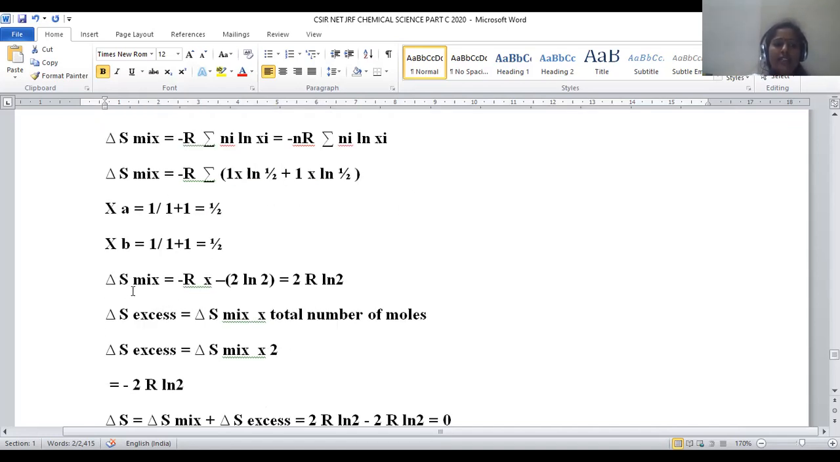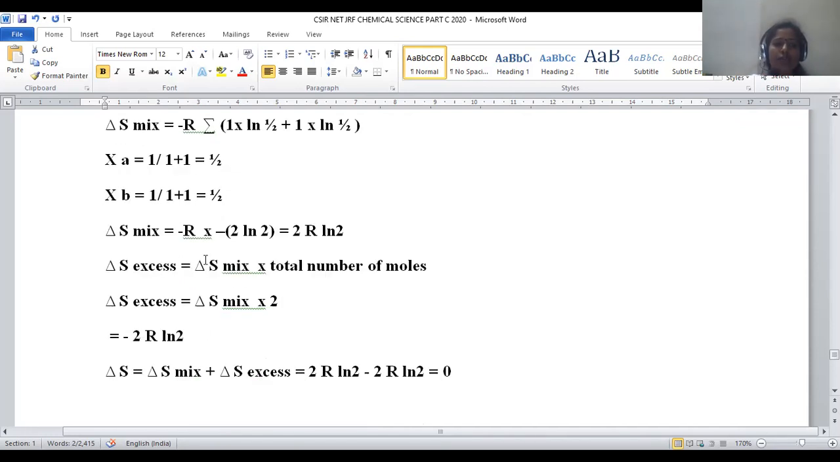Now delta S mixing is equal to minus R into minus 2 ln 2. If the denominator is there, that can be represented like this: 2 ln 2. So it is equal to 2R ln 2, since minus into minus becomes plus. Delta S excess is equal to delta S mixing into total number of moles.